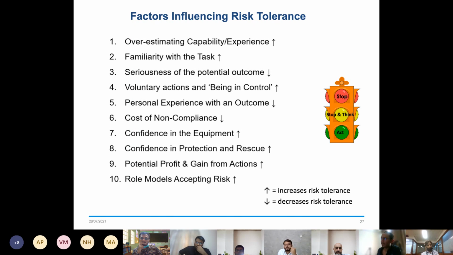Okay, back to the slide. Just a bit of sharing in terms of factors influencing risk tolerance.